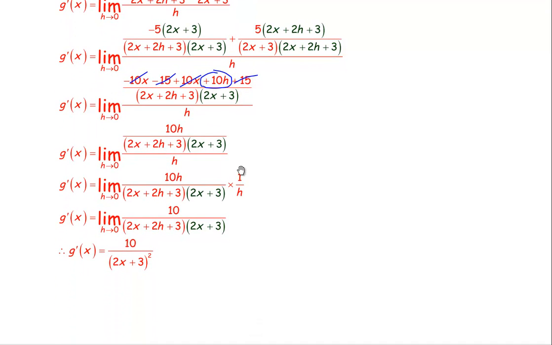And the way we evaluate this, we can't actually think of putting 0 in place of h, although remember, h never actually equals 0. It gets close to 0. So we take this and multiply it by the reciprocal of the h, which is 1 over h. And so that h will divide out with this h. Looks like that. And so what we're left with is 10 times 1, which is 10 on the numerator, over this product in the denominator. And as h tends towards 0, this 2h term becomes 0, and so basically you have 2x plus 3 times another 2x plus 3, which is 2x plus 3 squared.